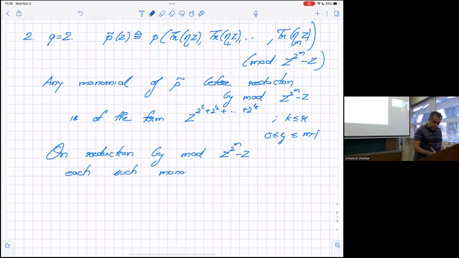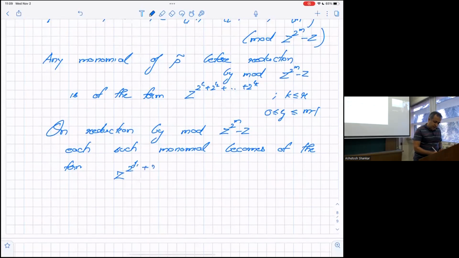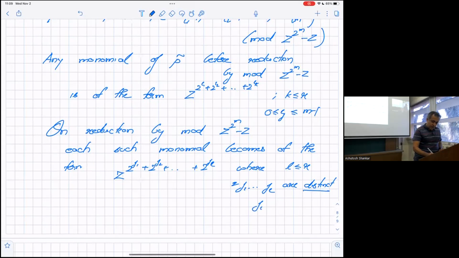So you can say, one second, each such monomial becomes of the form z^(2^j1) + z^(2^j2) + ... + z^(2^jl), where l is less than or equal to r, and the j1, j2, ..., jl are distinct, which is going to be important here, and each ji is between 0 and m minus 1.